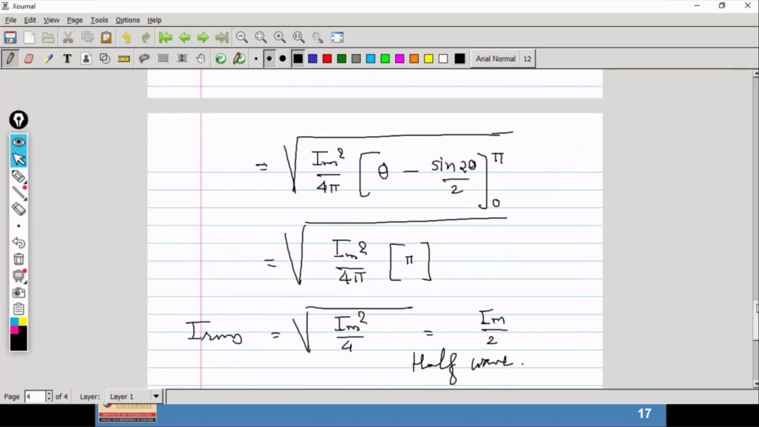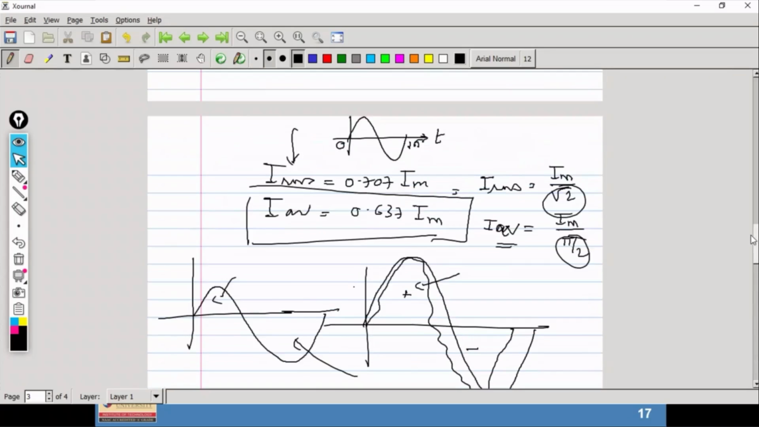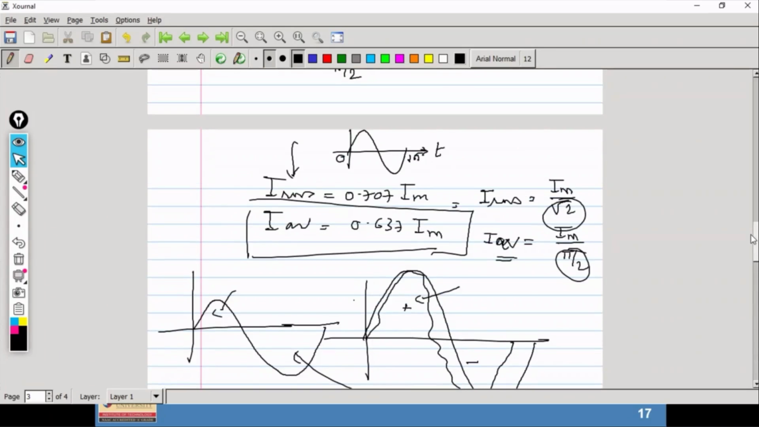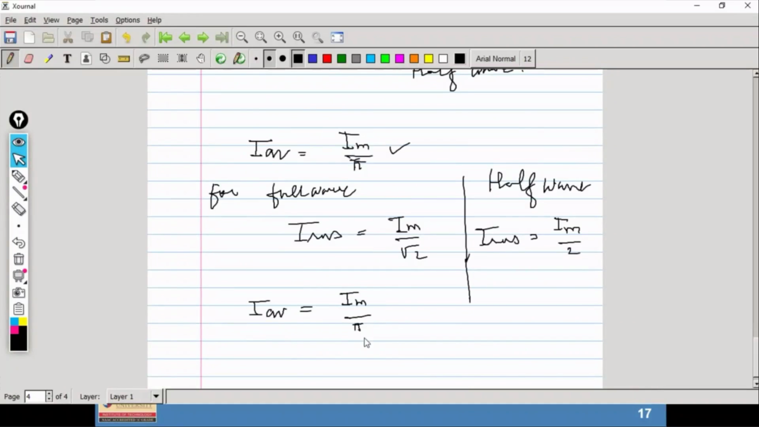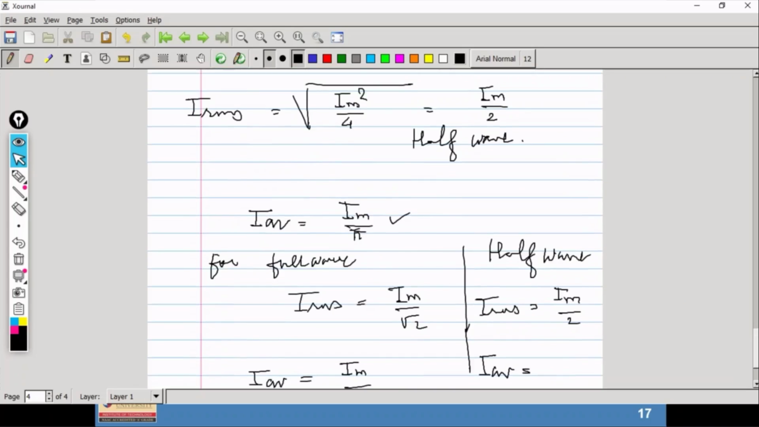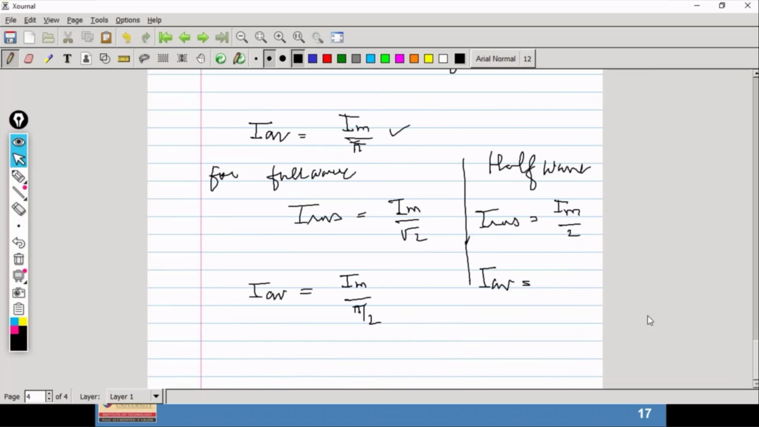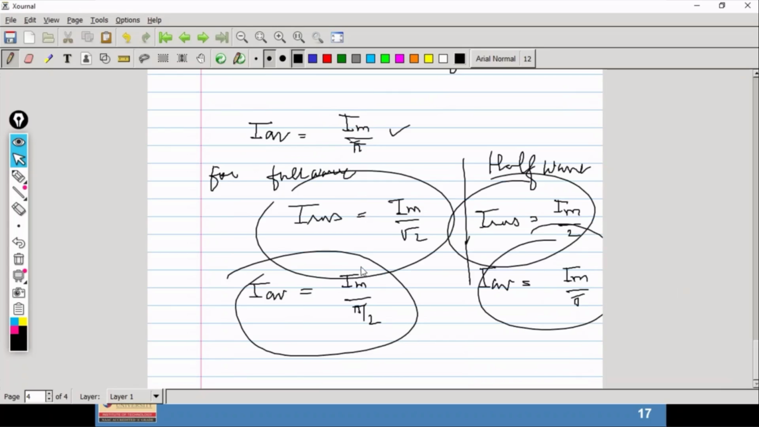What value did we find? Please see here. I average is Im by pi by 2, and here I average is that which is written here, Im by pi. Fine. So these 4 equations are also important for your calculation of various numericals.